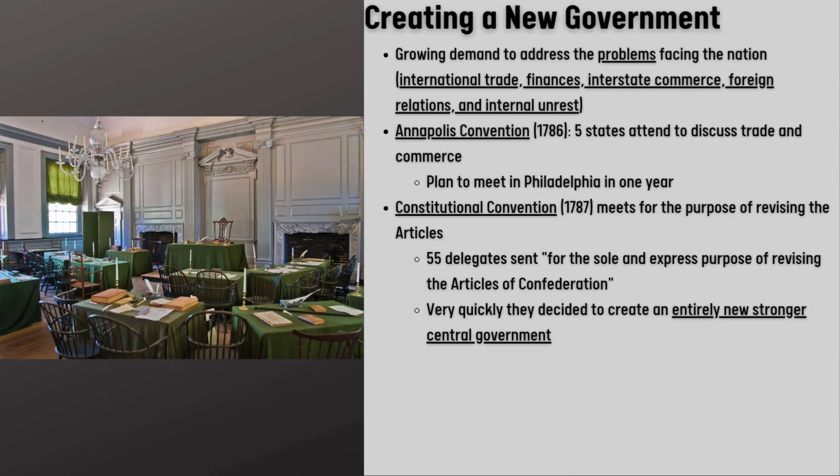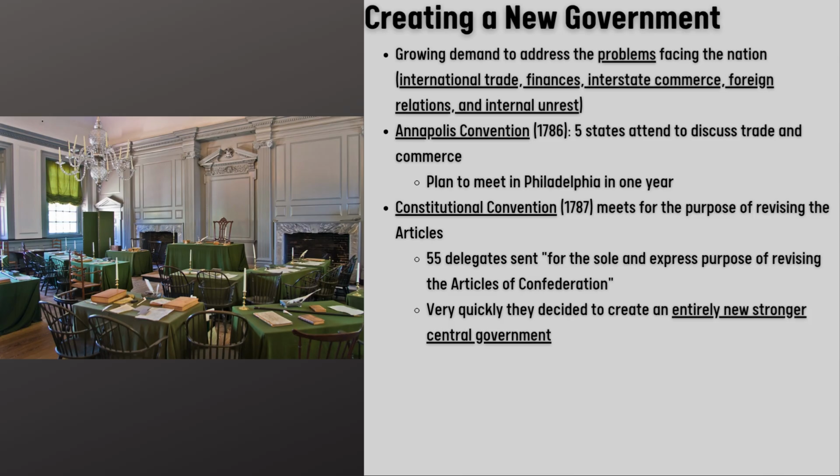At the Constitutional Convention in 1787, 55 delegates gathered with the intent to revise the Articles of Confederation. However, they quickly realized that a mere revision would not suffice. Instead, they embarked on the ambitious task of crafting an entirely new and stronger central government. This decision marked a pivotal moment in American history.